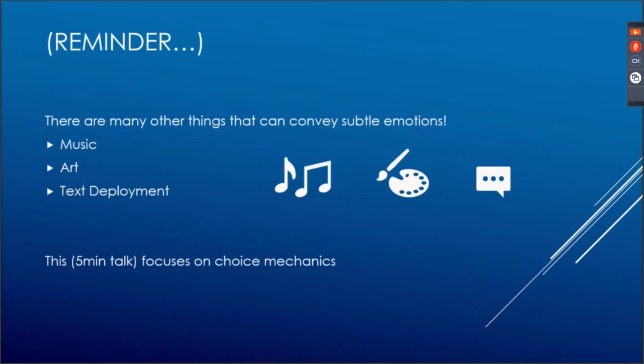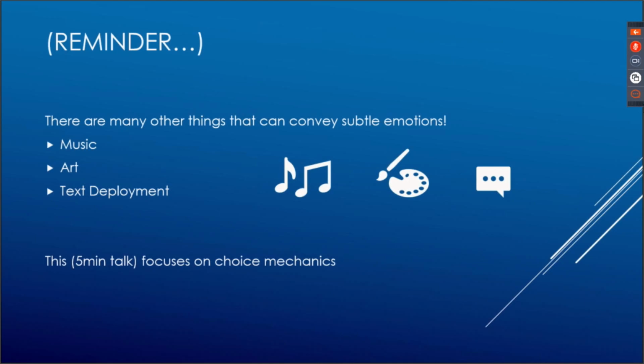Quick reminder, subtle emotions can be captured in a lot of other ways. You can set the tone of the game with your art style, change the mood of a scene using music, or deploy text differently. We've already had talks today about this in terms of the UI and art for your game matching your theme, for example. So I'm just going to be focusing on choice mechanics.